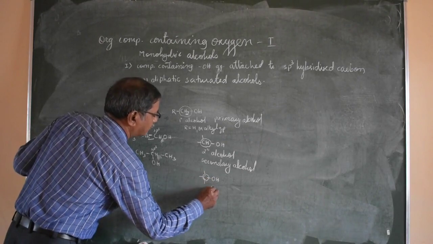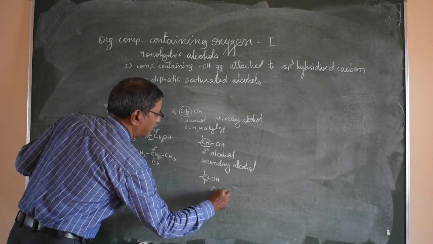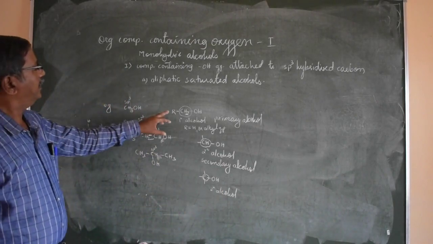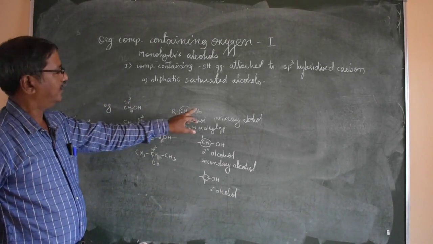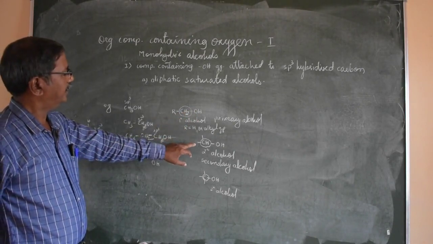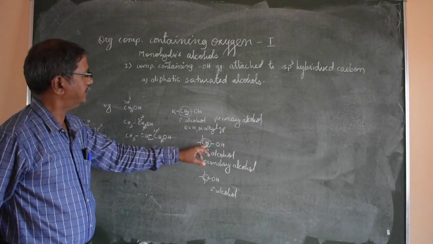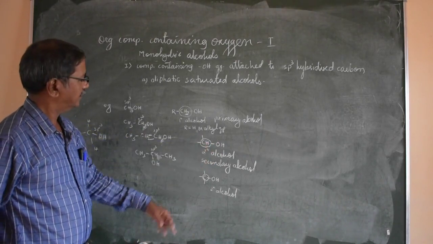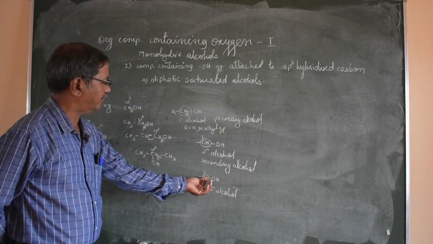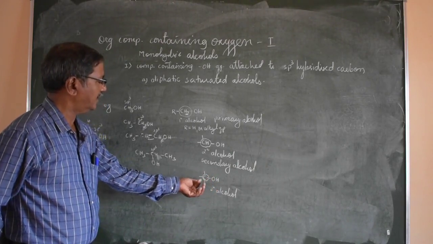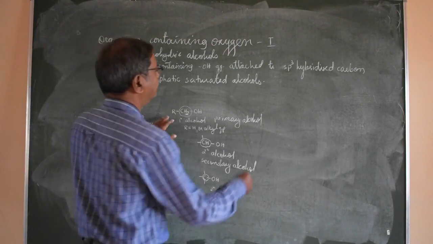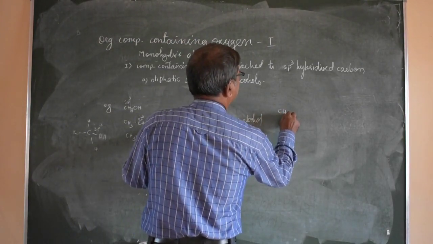So this is 3 degree alcohol. Now I am repeating again. 1 degree alcohol means the OH attached to CH2. 2 degree alcohol means OH attached to CH. 3 degree alcohol means OH attached to the carbon which does not contain any hydrogen. I am writing examples here. CH3OH.